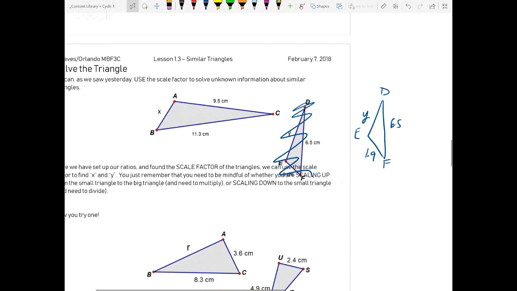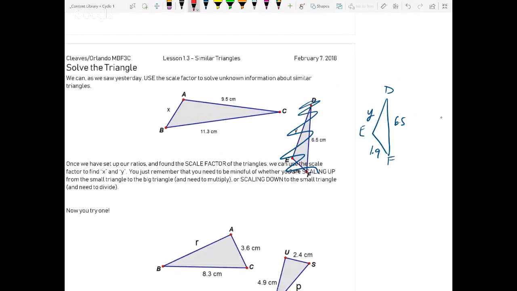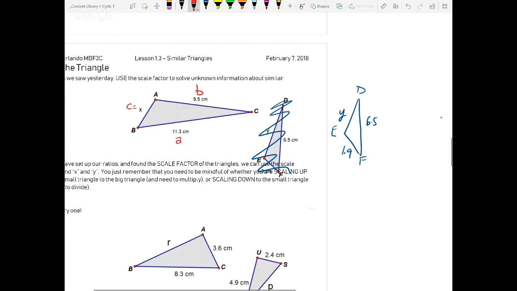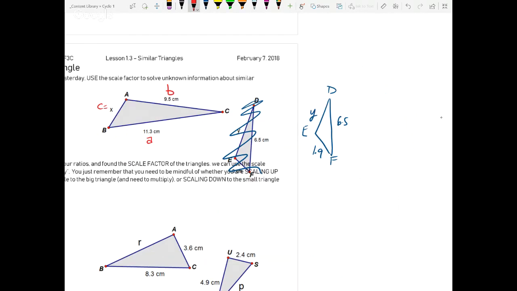But for this side, if we're going to name all these sides, what would I call this one? Yeah, that's fine. This would be side B. This would be side, and this would be side. Good. And over here, this Y would be called side F. 6.5 would be side. Very good. And 1.9 would be side. Excellent.